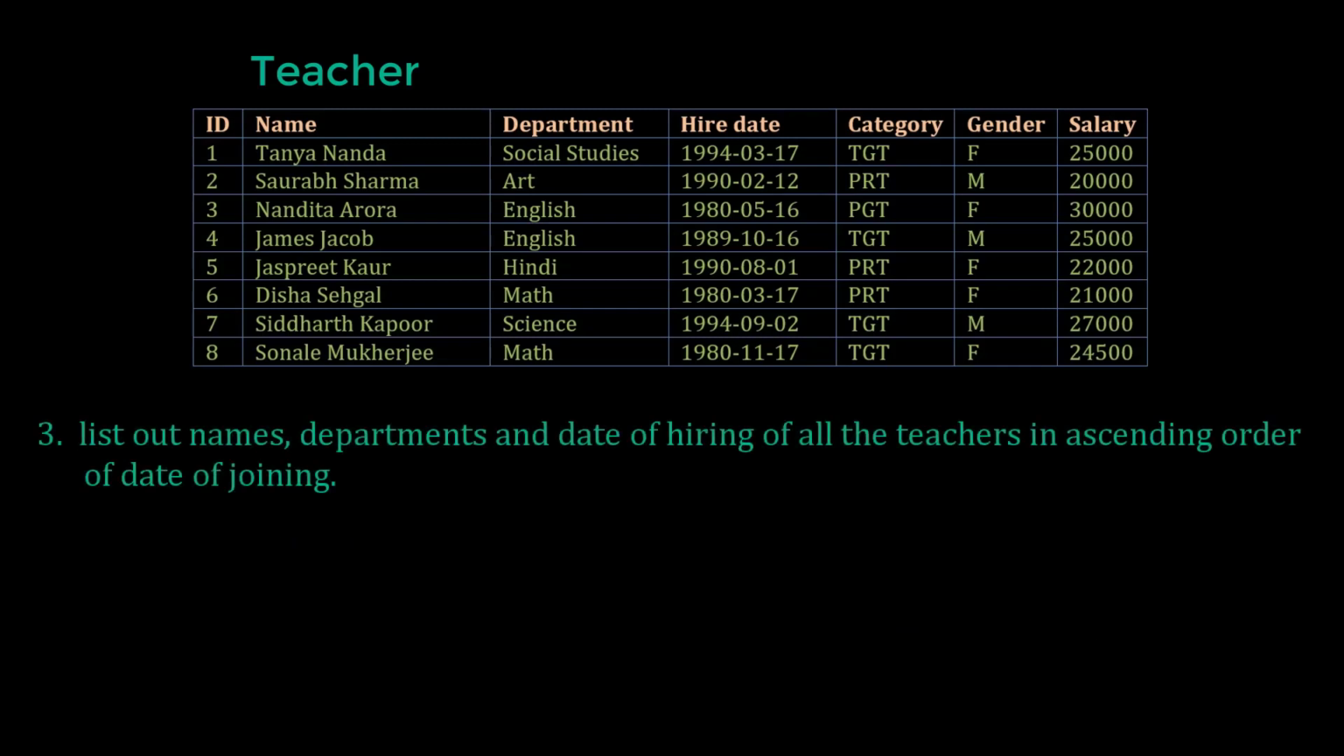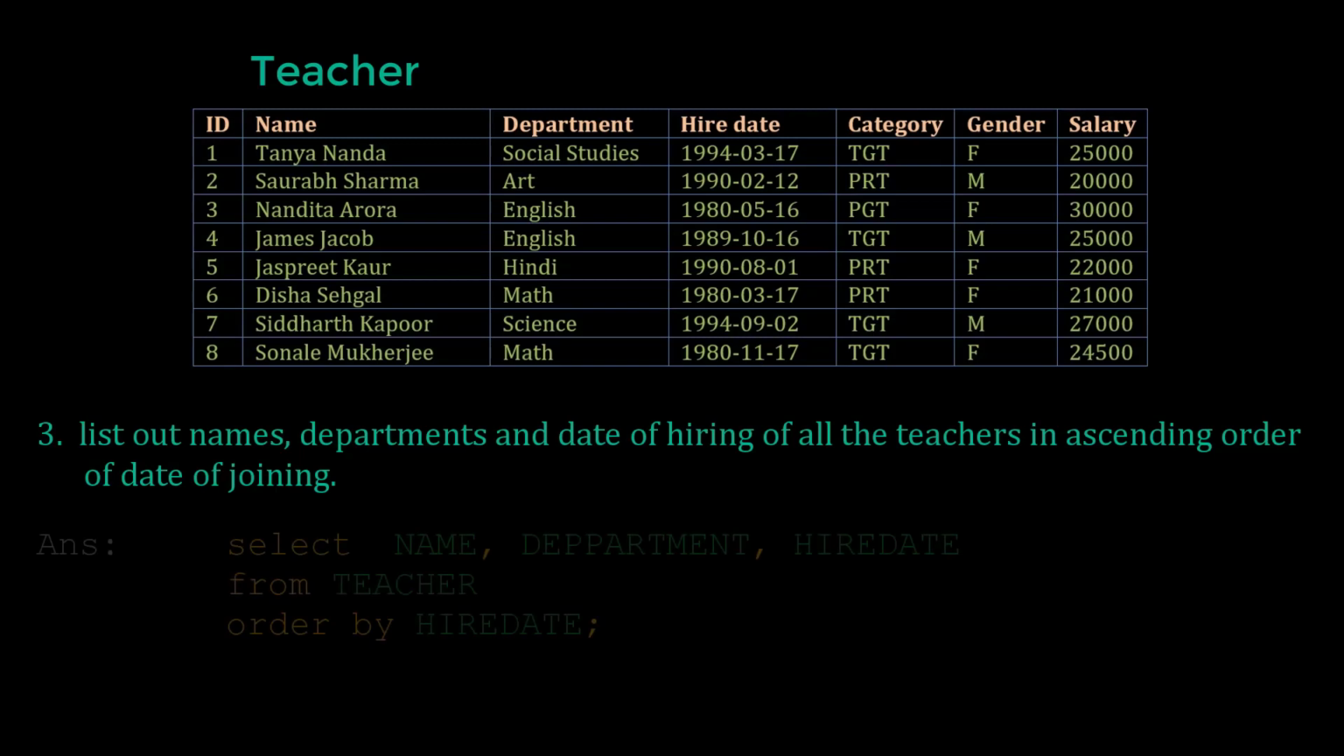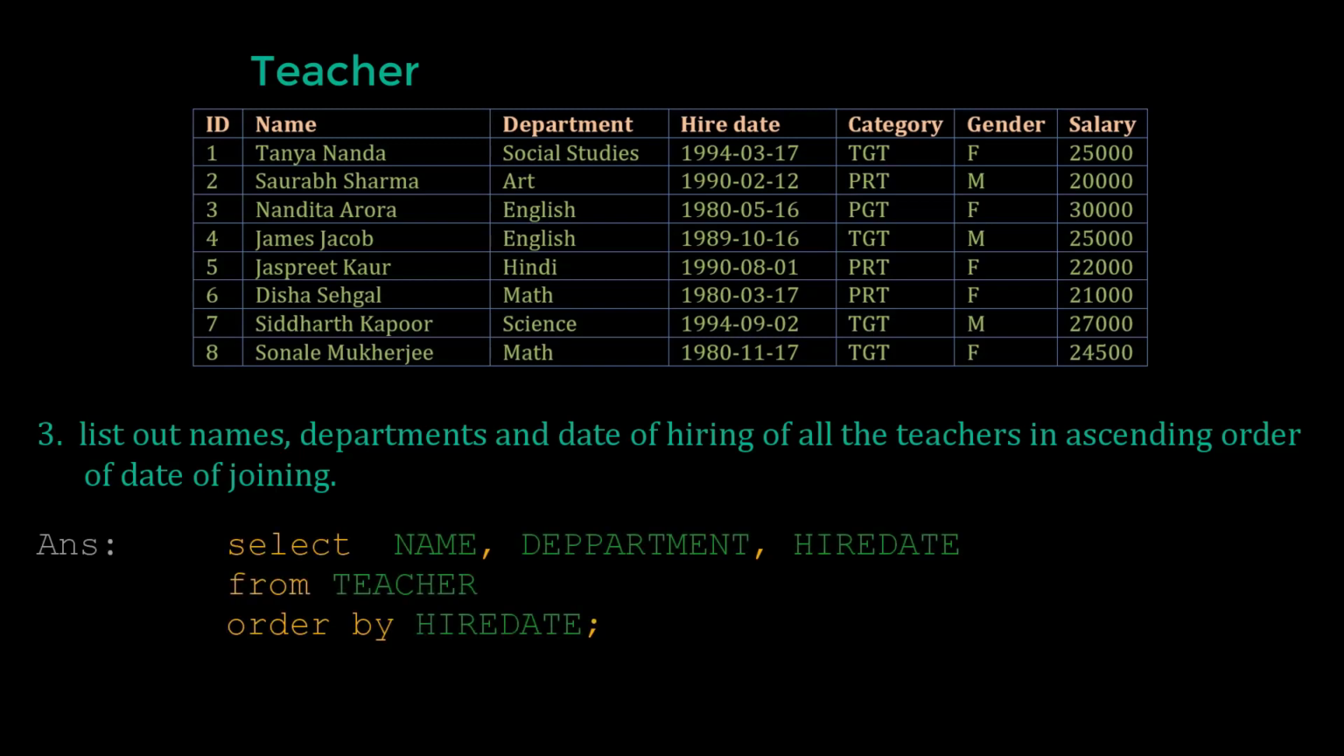Next question. Question number 3. List out name, department and date of hiring of all the teachers in ascending order of their date of joining. Answer is select name, department, hire date from teacher order by hire date. Here order by is a clause used to display data either in ascending order or descending order. By default, order by is always in ascending order.